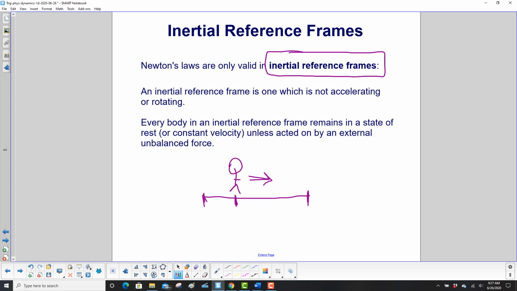An inertial reference frame is a special one. It is not speeding up or rotating. Every body in an inertial reference frame remains in a state of rest or a constant velocity unless acted on by an external unbalanced force. So we're taking Newton's first law and we're limiting it to inertial reference frames. So what is not an inertial reference frame? Let's wait for the next slide.